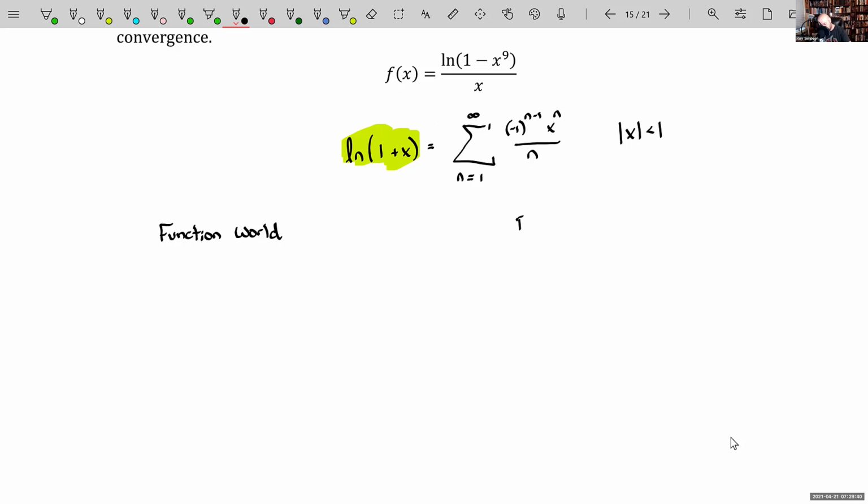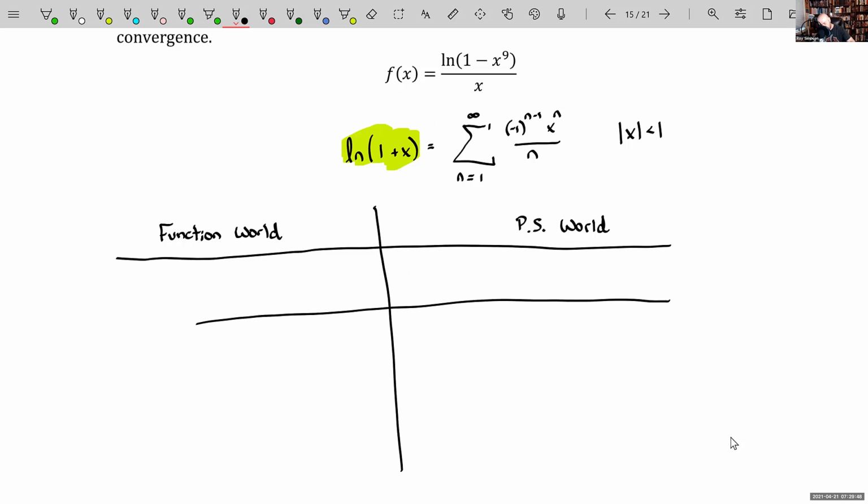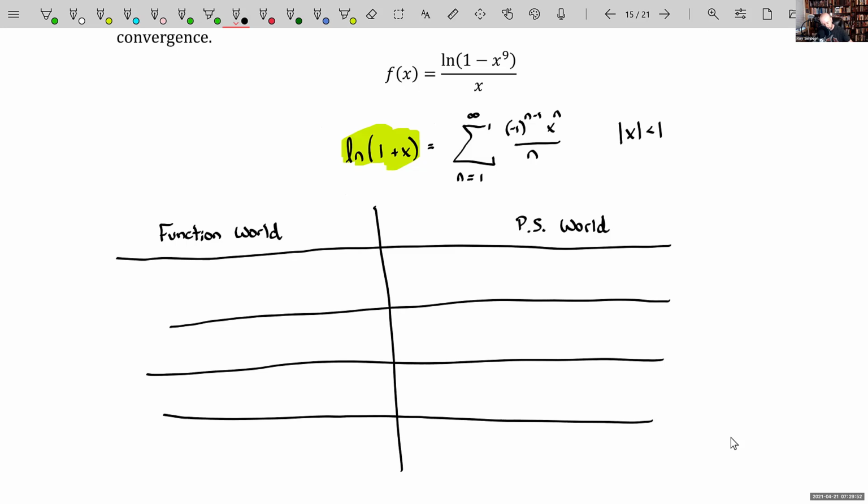And then I had a power series world. And I said, draw 3 rows. Well, in this case, you don't actually need all three rows because you have a direct link between your function f, which is the natural log of 1 minus x to the ninth over x. You have a natural link between that, and over to the right, let me go ahead and just do this. I'll start here, start.